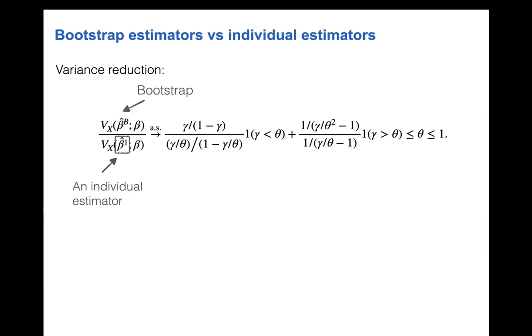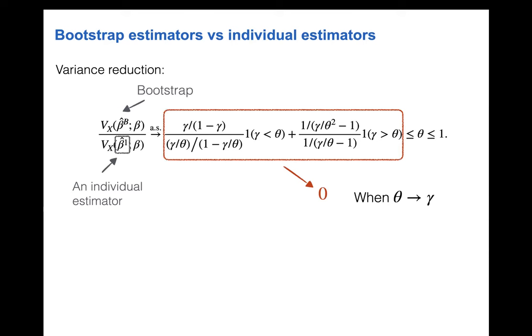But I'm actually going to clarify one of our previous statements. Previously, I said that bootstrap also helps to reduce the bias. Okay, so let's do some comparison between bootstrap estimators versus individual estimators. So first, it helps you to achieve the variance reduction, right? Because this variance ratio of the bootstrap estimator versus an individual estimator is always smaller than one. Moreover, when theta goes to gamma, this variance ratio actually goes to zero. So you actually achieve an order of magnitude difference.